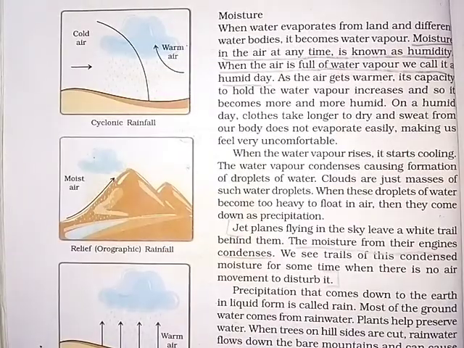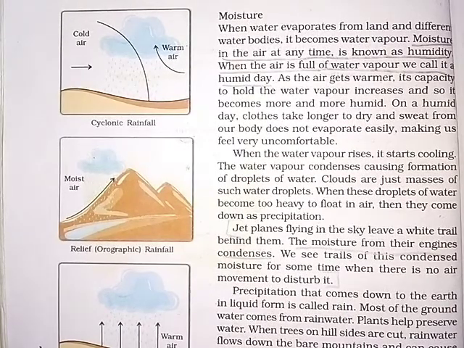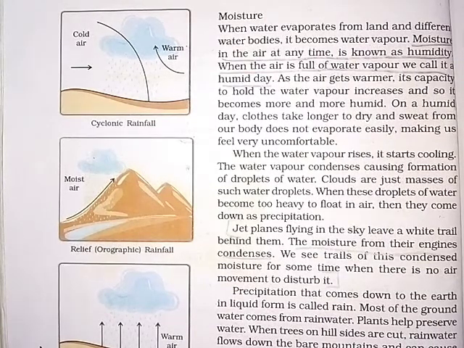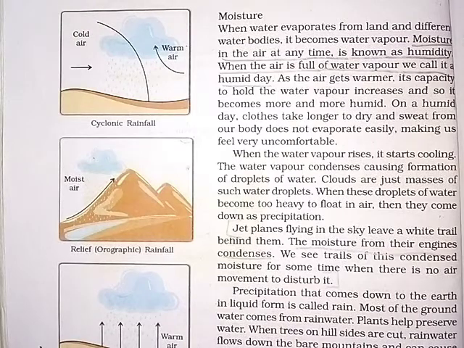Moisture. When water evaporates from land and different water bodies, it becomes water vapor. Moisture in the air at any time is known as humidity. When the air is full of water vapor, we call it a humid day. As the air gets warmer, its capacity to hold the water vapor increases and so it becomes more and more humid. On a humid day, clothes take longer to dry and sweat from a body does not evaporate easily, making us feel very uncomfortable.